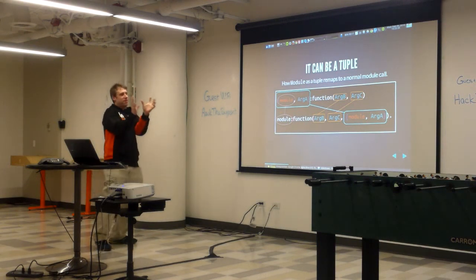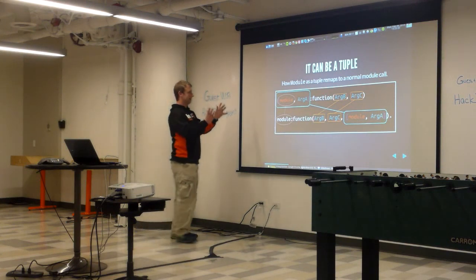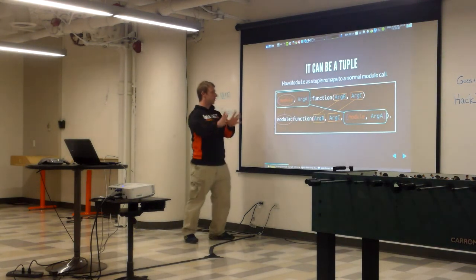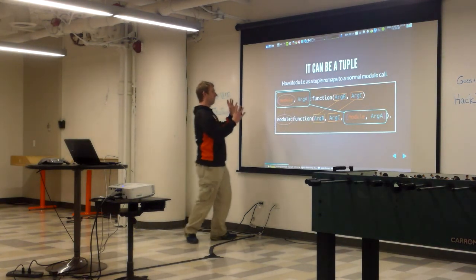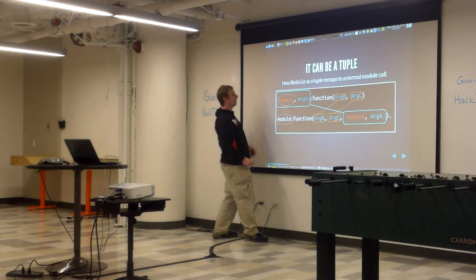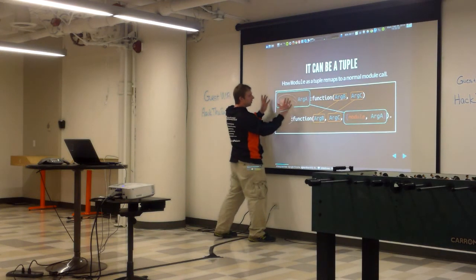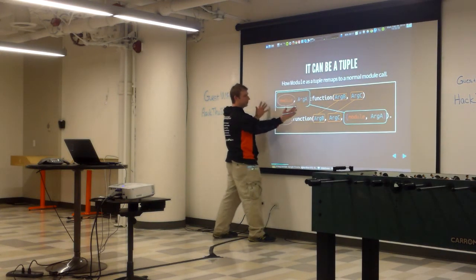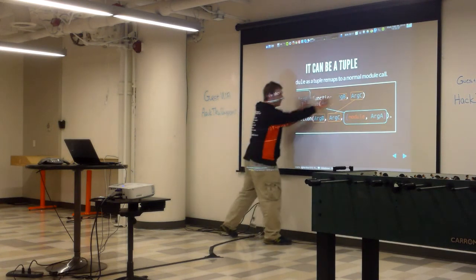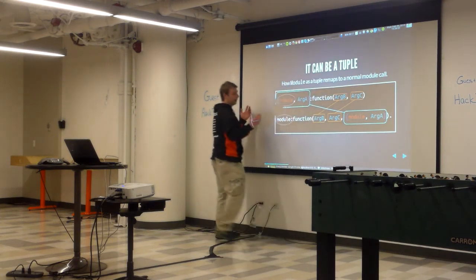The module part of a function call in Erlang can be a tuple. And this is what it does. It remaps it into a normal module function call. You have the module atom, it moves over here. It takes the whole chunk of the module and then a list of whatever else is the rest of the tuple, and it throws it at the end of a function call. It adds an arity to it. And then it just takes the others and puts them at the beginning.